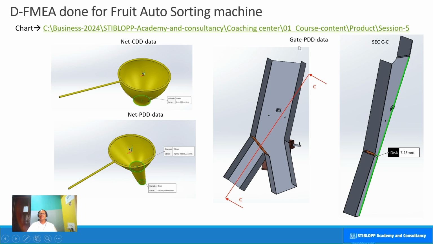And the second course of action is taken on the gate. So if I take a section through the gate and the divider, you can observe here that a distance of 7 mm is maintained as a clearance between the gate and the divider. So this is all the result of the DFMEA. If this was not carried out, this would have affected the functionality very badly.